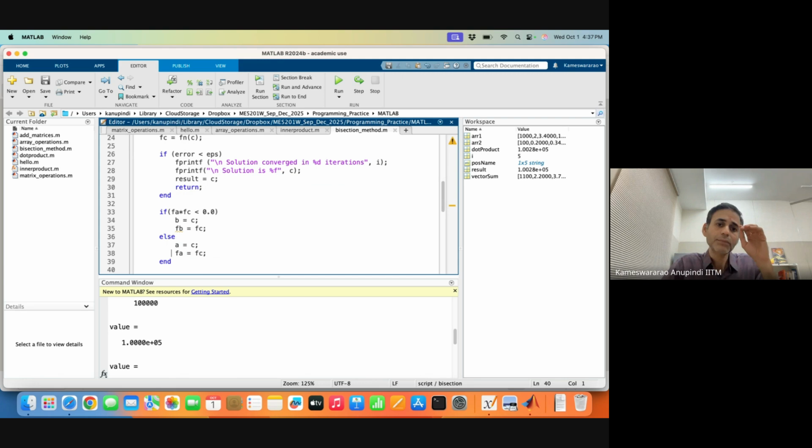Now, this is basically the calculation of c and fc. Now if fa times fc is less than 0, that means a and c have opposite signs, then we don't want b. That means b should be removed, or b should be updated with c.